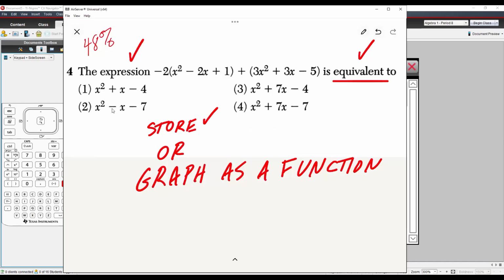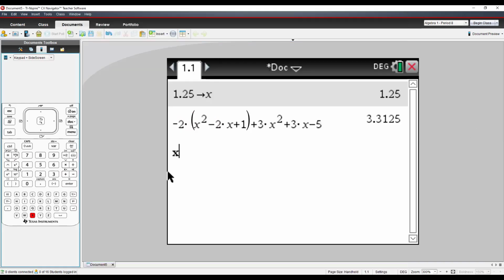So I'm going to check. Actually, no, I'm going to check the first one. So I'm just going to type in x squared plus x minus 4. Now, if this is the right answer, it should match. It doesn't match, so that's not the right answer.